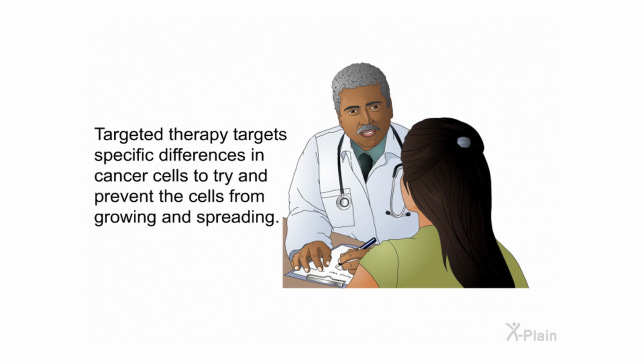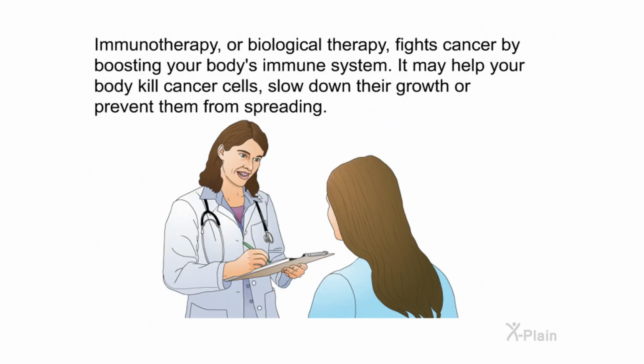Targeted therapy targets specific differences in cancer cells to try and prevent the cells from growing and spreading. Immunotherapy, or biological therapy, fights cancer by boosting your body's immune system. It may help your body kill cancer cells, slow down their growth, or prevent them from spreading.